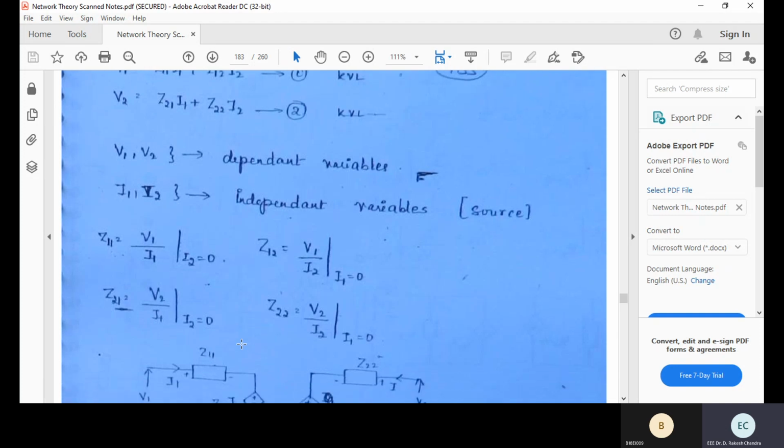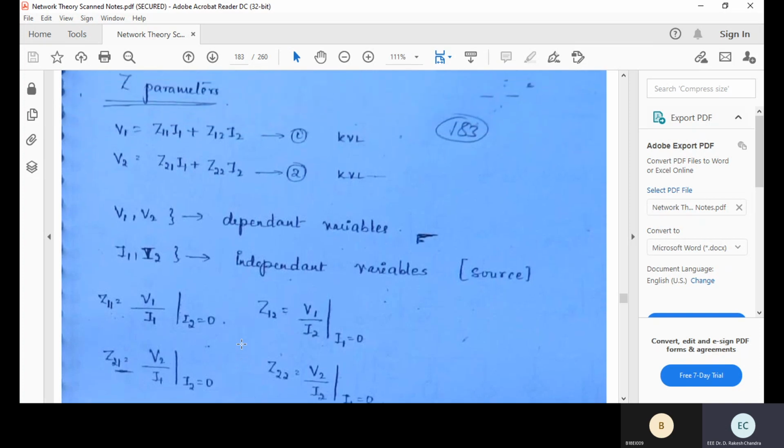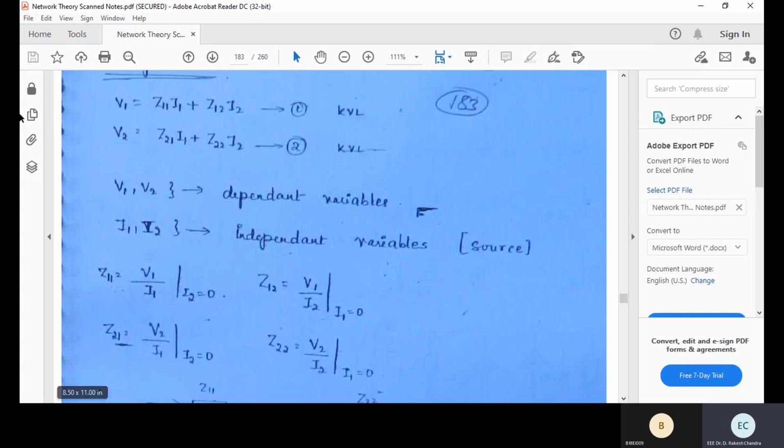Right. Now we will come to what is Z11, what is Z12, what is Z21, what is Z22. See, in order to find these parameters, we'll go to equation number 1. The first equation is V1 is equal to Z11 I1 plus Z12 I2. So in order to find Z11, Z11 is equal to V1 by I1, provided I2 is equal to 0.